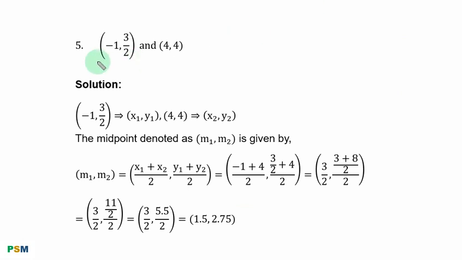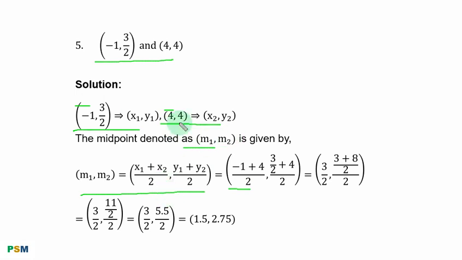Example 5, you have these end points. Solution: the first coordinate implies X1, Y1. The second coordinate or ordered pair implies X2, Y2. The midpoint denoted as M1, M2 is given by this formula. So X1 is minus 1 plus X2 is 4. You add them, divide by 2.